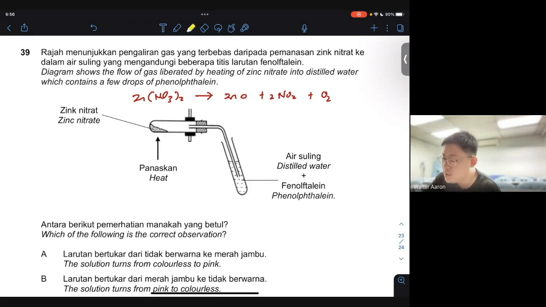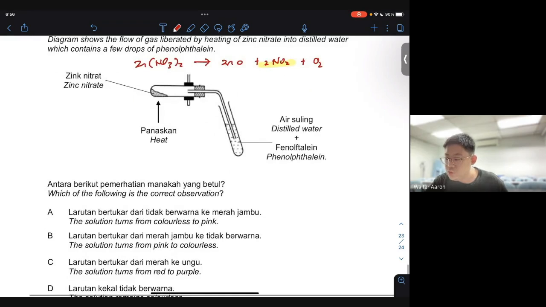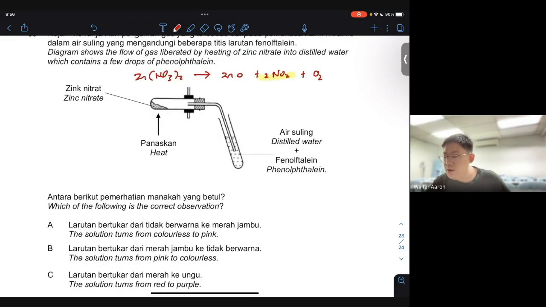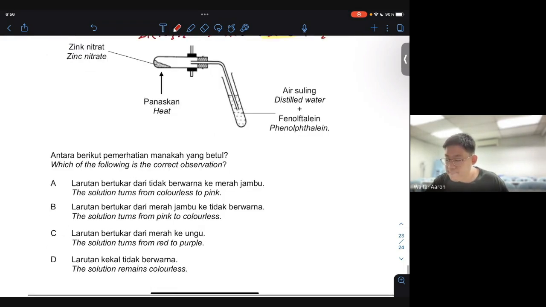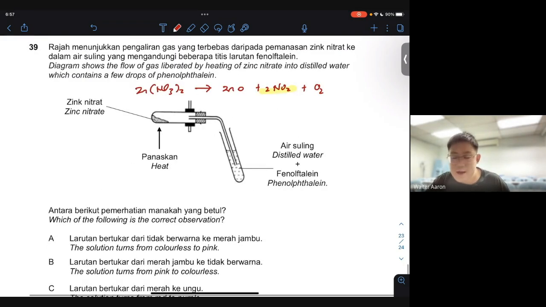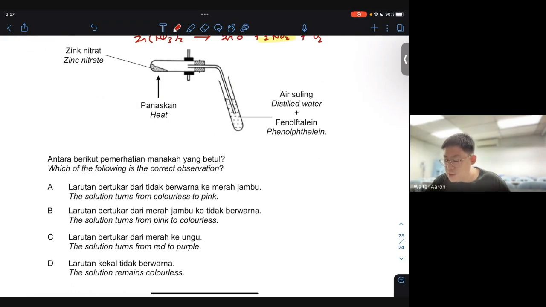But either way, you can see here, right? It produces nitrogen dioxide gas, which dissolves inside the solution, the distilled water, with a bit of phenolphthalein inside. What happens here is that you should notice there should be gas being produced, which is technically acidic in nature. So the best answer for 39 will be D.